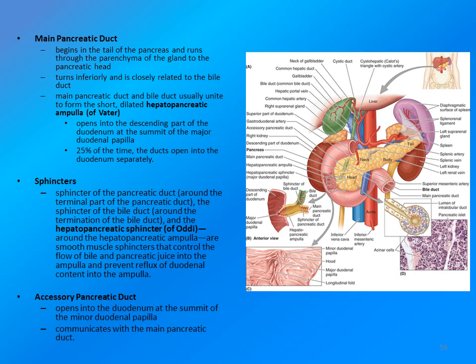The sphincter of the pancreatic duct surrounds the terminal part of the pancreatic duct, and the sphincter of the bile duct surrounds the termination of the bile duct, and the hepatopancreatic sphincter of Oddi surrounds the hepatopancreatic ampulla. There's also an accessory pancreatic duct. It opens into the duodenum at the summit of the minor duodenal papilla. It communicates with the main pancreatic duct as well.